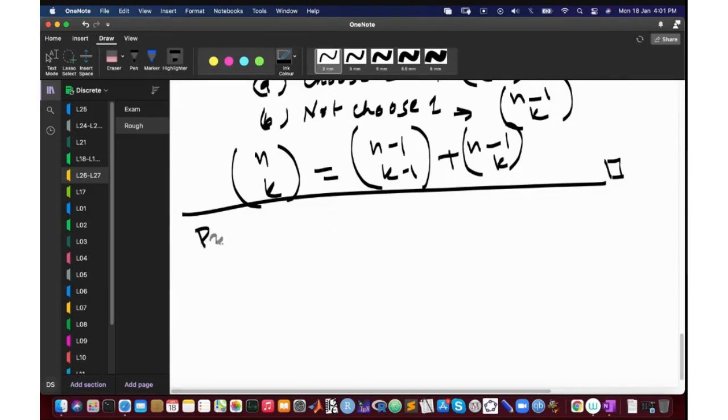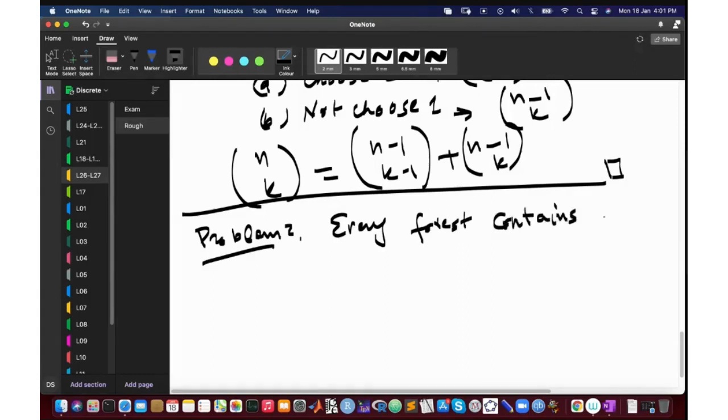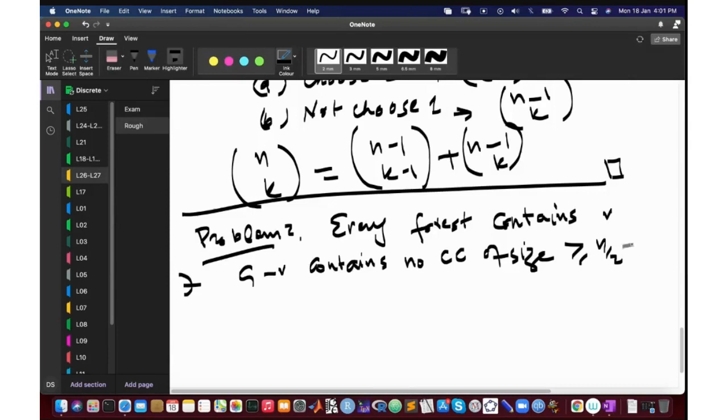So problem 2, that every forest graph contains a vertex v such that G minus v, let's define G minus v to be the graph that I get after removing the vertex v, contains no component of size more than or equal to n over 2 plus 1. Okay, इस size का नहीं होना चाहिए, इसे छोटा होना चाहिए.